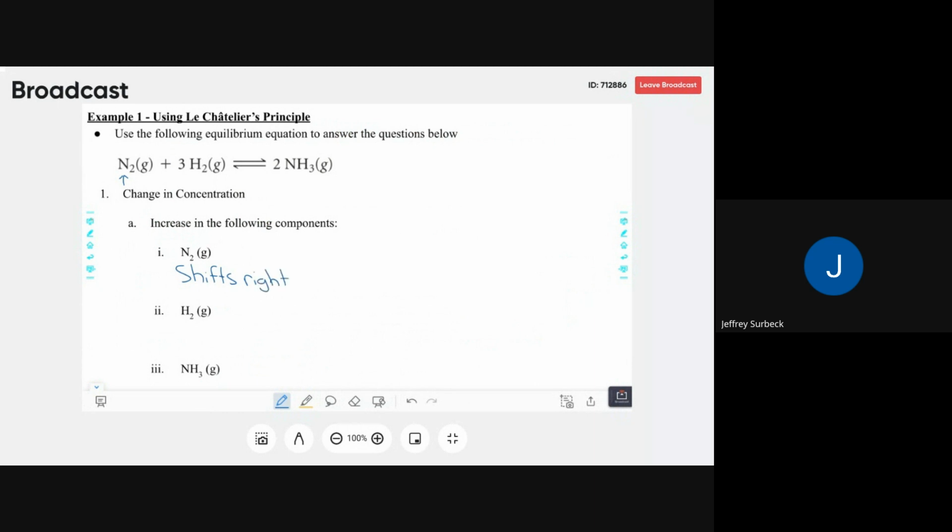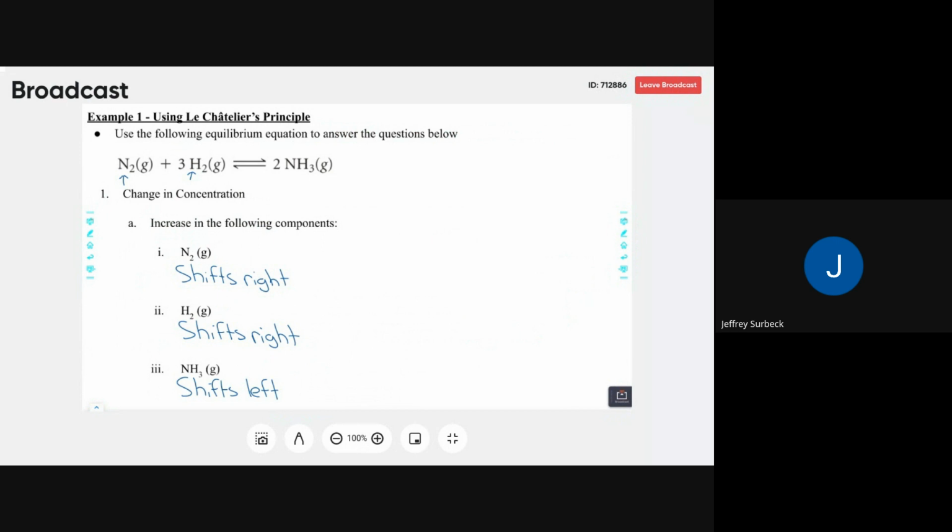Now we add H2. If we add H2, it shifts opposite. What's the opposite side that H2 is on? So we'd say shifts right. And now on NH3, it's on the right, so it shifts opposite. So it shifts to what side? Too easy. Questions? Does anybody need this?